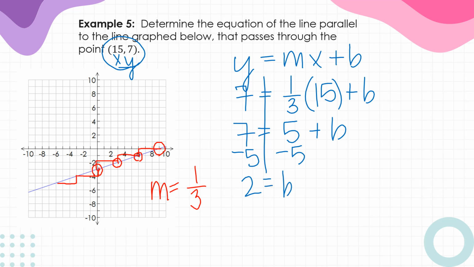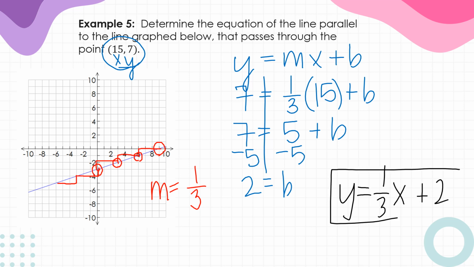So our equation in slope-intercept form for the line parallel to the one that is graphed would have the same slope of 1/3, and the y-intercept was positive 2.